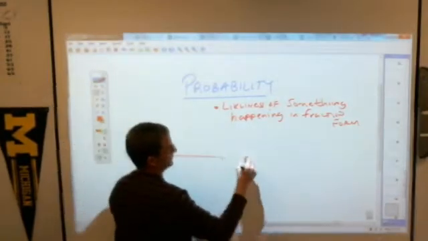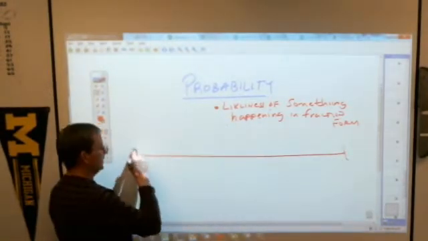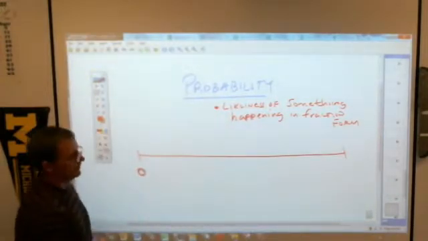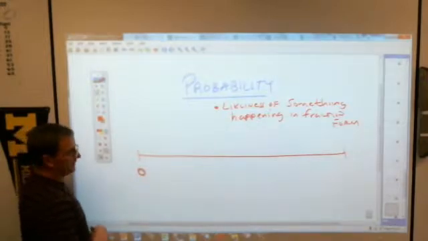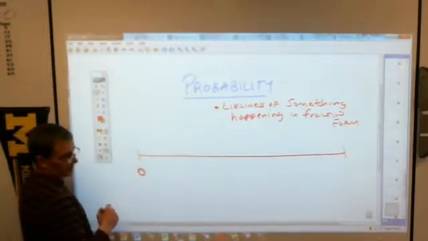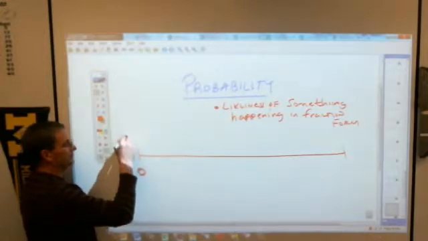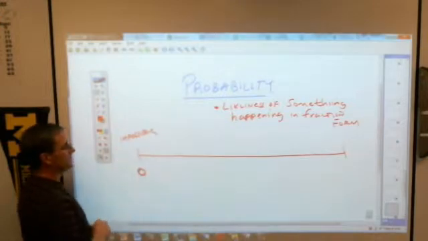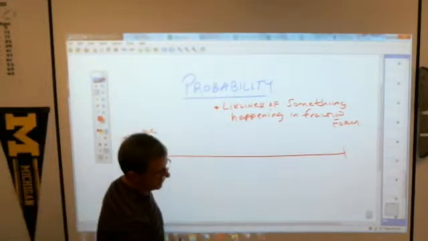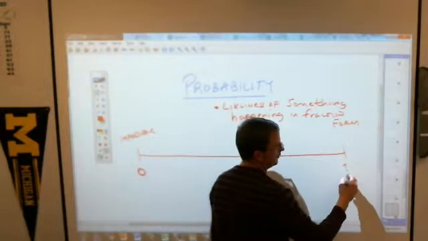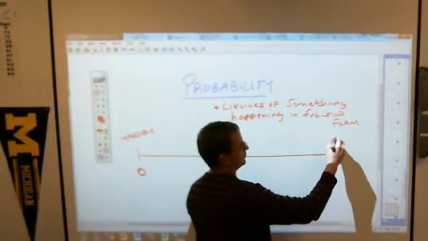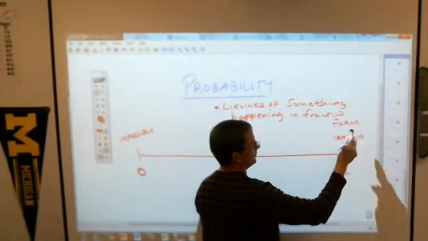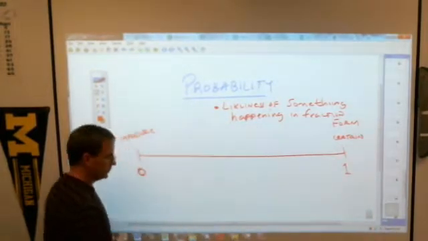Here is my line that's going to stand for my probability. If something has 0, which is a fraction, 0 over whatever, if something has 0 probability of happening, it is impossible to happen. The probability of today being Wednesday is 0. If something has a probability of 1, it is absolutely certain it's happening. It will happen. The probability that today is Friday, certain.